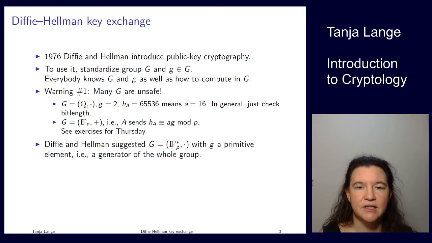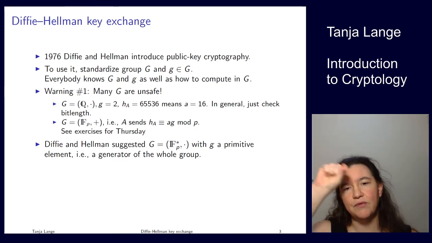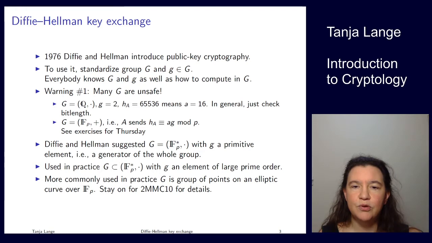Now, what Diffie-Hellman actually suggested was to use the multiplicative group of a finite field, and they wanted g to be a primitive element, that means a generator of the whole group. So they wanted something where the powers of g run through all elements of the group. Nowadays, it's more common to take a subgroup where the generator has a large prime order. If p is odd, then p minus 1, which is the order of the multiplicative group, always has this extra factor of 2. And we don't like these extra factors. They give us problems in certain security proofs, and they even lead to some insecurities. So we want to have large prime order.